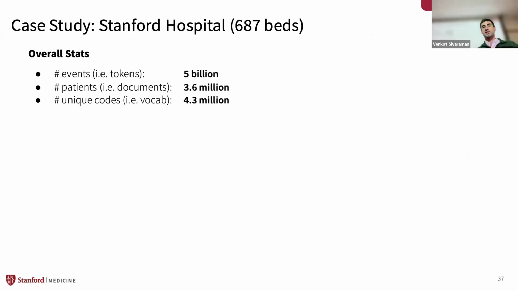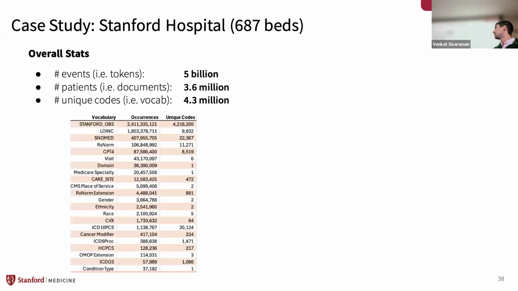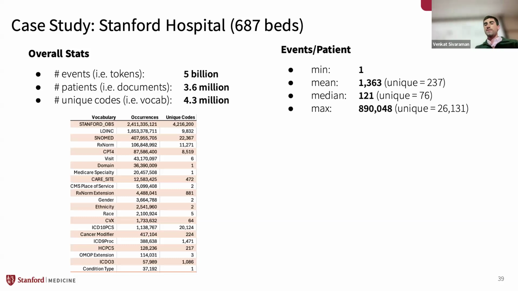And then to double click into Stanford Hospital specifically, like I said before, roughly 5 billion clinical events happen to our patients. I believe this data set is 20 or 25 years of data. It's about 3.5 million patients, and there are 4 million unique codes, so 4 million unique types of events that happen to these patients. And then to give you a sense of how long the timelines are, how long the actual documents are: the average patient has roughly 1,350 unique clinical events, but there's a huge tail. The max patient has almost 1 million events happen to them.